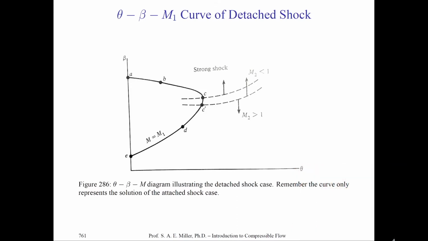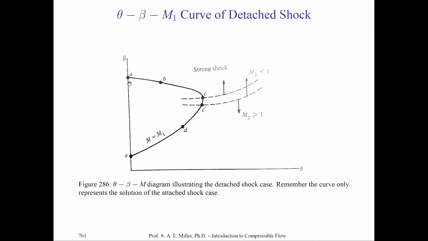Here in figure 286 of this particular slide deck, I've shown the theta-beta-Mach number diagram where the x-axis is theta and the y-axis is beta. This is just like the traditional theta-beta-Mach number charts which we presented in this very class. So here we have one particular family of the solutions for a given constant Mach number M1.